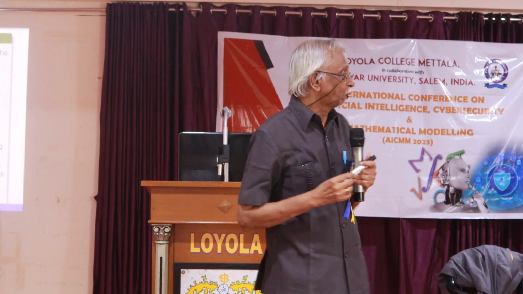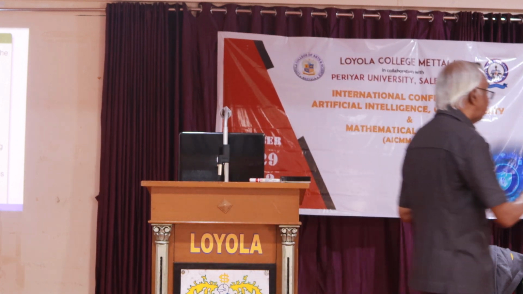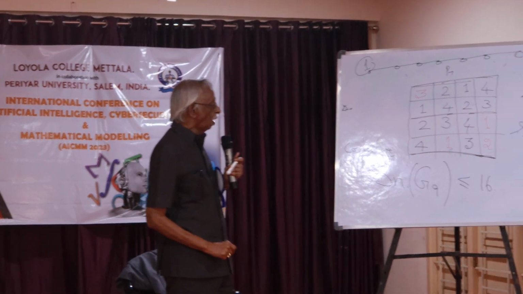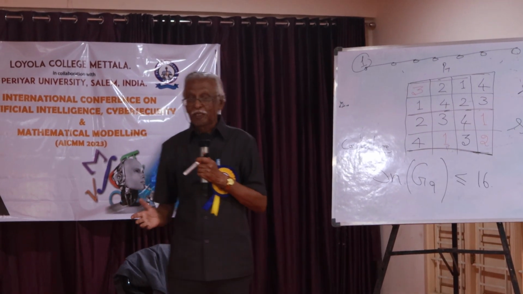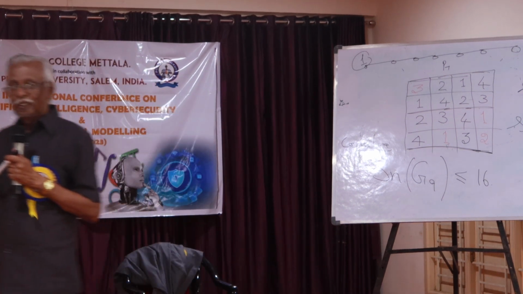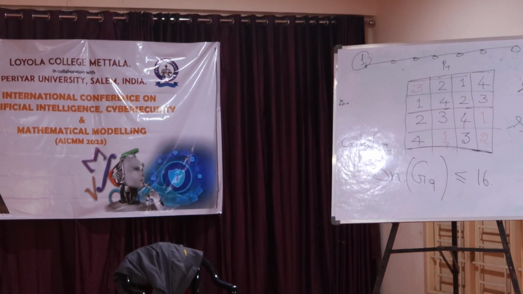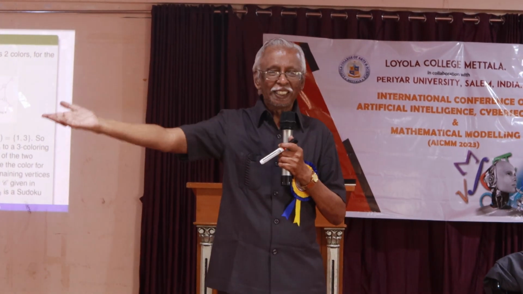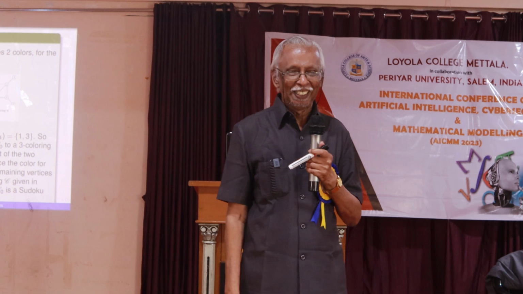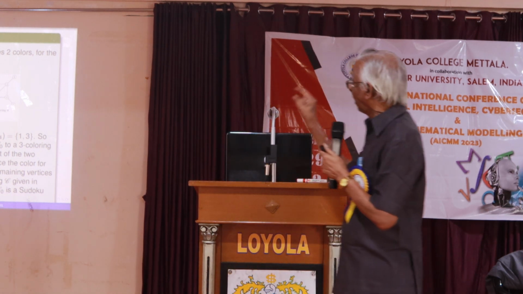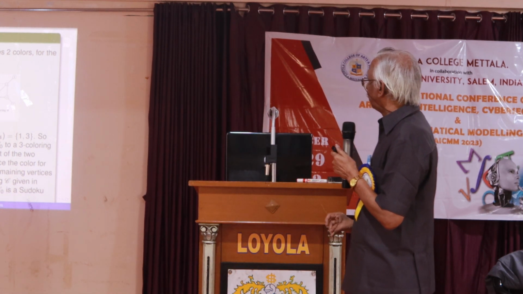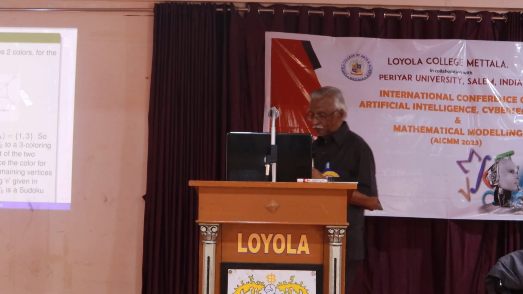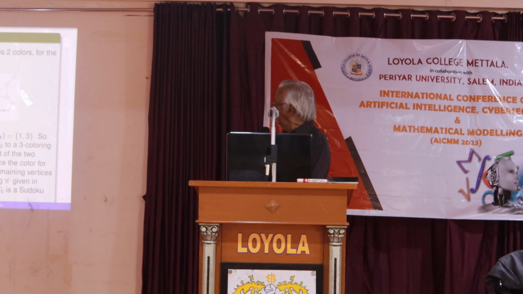So with this Sudoku number concept, we can try to solve so many problems. For example, examination scheduling: you take the graph, give colors to some vertices, extend it. Once you extend it, you get the scheduling problem solved. So Sudoku color number and the Sudoku number serve as an excellent tool for solving problems.